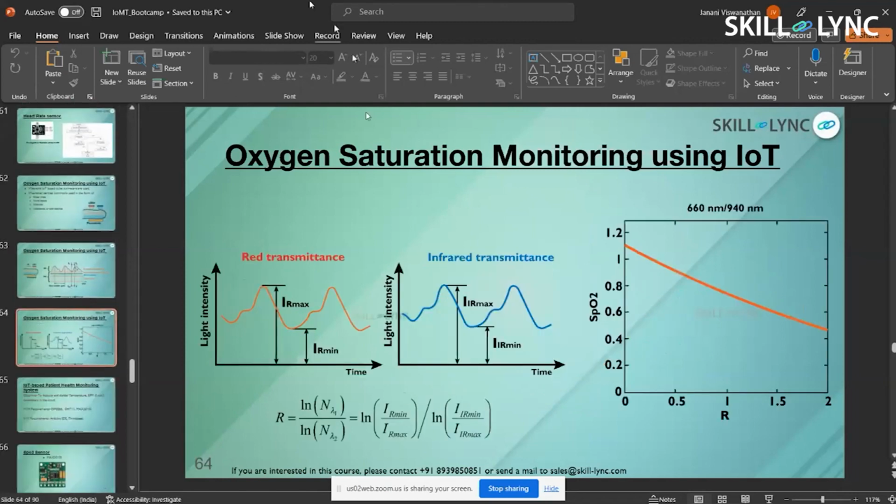So see, this is the red transmitter, this is the infrared transmitter. We will calibrate using Beer-Lambert law and come out with the percentage of oxygen. As I told you, if you have 16 molecules of hemoglobin totally present, and 8 are carrying oxygen molecules, then it is 50%.